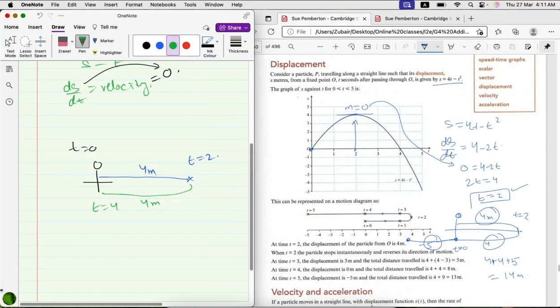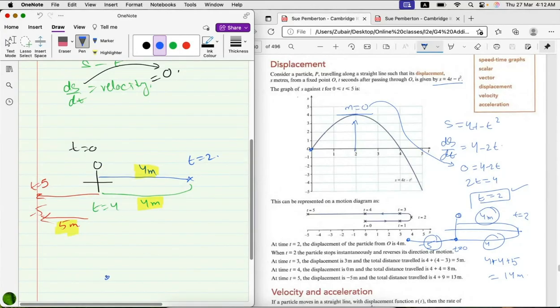Okay. And at time 5, displacement is minus 5. So it is covering another 5 meters, but in the opposite direction. So the total distance is the sum of the individual distances. Displacement at time 4 is 0, but distance covered is 8.